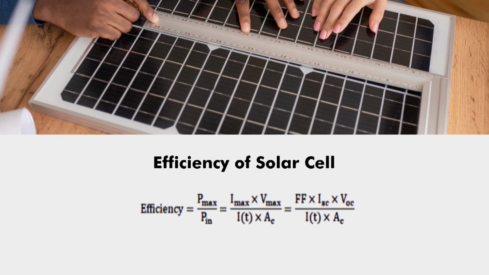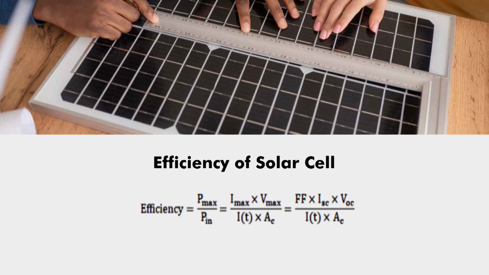This efficiency can be calculated if you have different parameters, like the intensity, the size of the solar cell, and the maximum power. Then you can easily calculate the efficiency of the solar cell. The efficiency of the solar cell is defined as the ratio of maximum electrical power output to the input power incident on the solar cell. And what is that incident power? The incident power can be calculated by multiplying the incident intensity and the area of the solar cell. So mathematically, you can write efficiency is equal to P max upon P in.